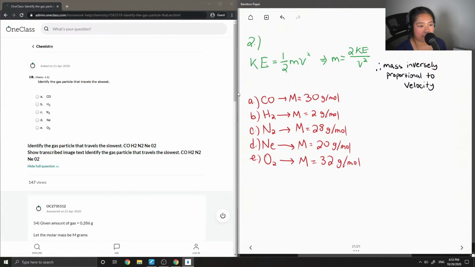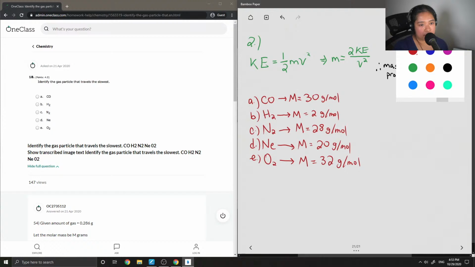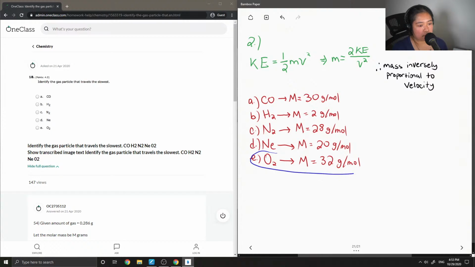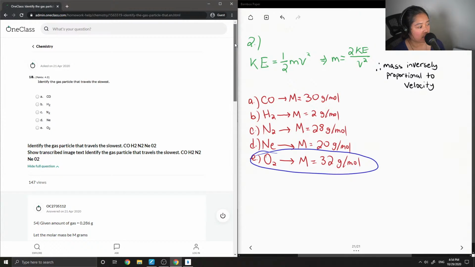Okay, so after I wrote down all of their different molar masses, I'm now just going to see which one is the heaviest. And in this case, it is the oxygen with a molar mass of 32. So that will be the gas particle that travels the slowest.